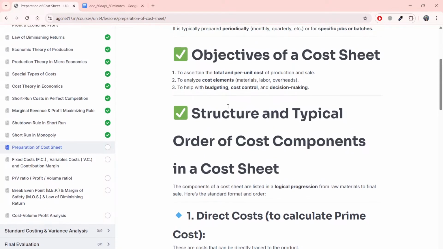Objectives of a cost sheet: to ascertain the total and per unit cost of production and sale, and to analyze cost elements to help with budgeting, cost control, and decision making.